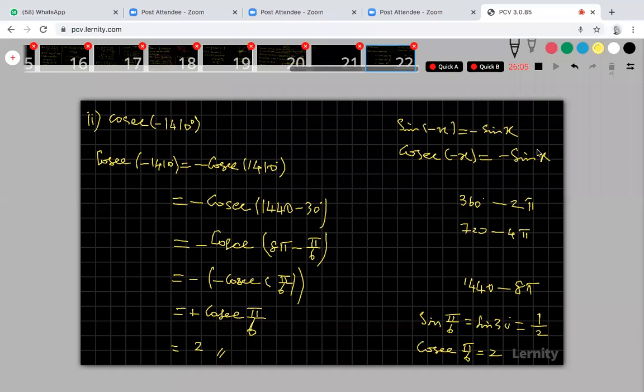Look at that. This is not sin x, this is cosecant x. This is sine of minus x is minus sin x. This is cosecant of minus x is minus cosecant x only, not sin x. Yes, your 2n pi.